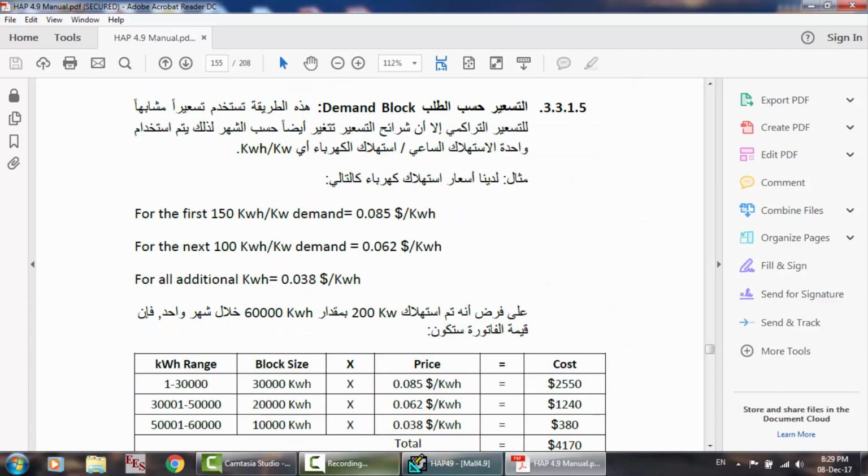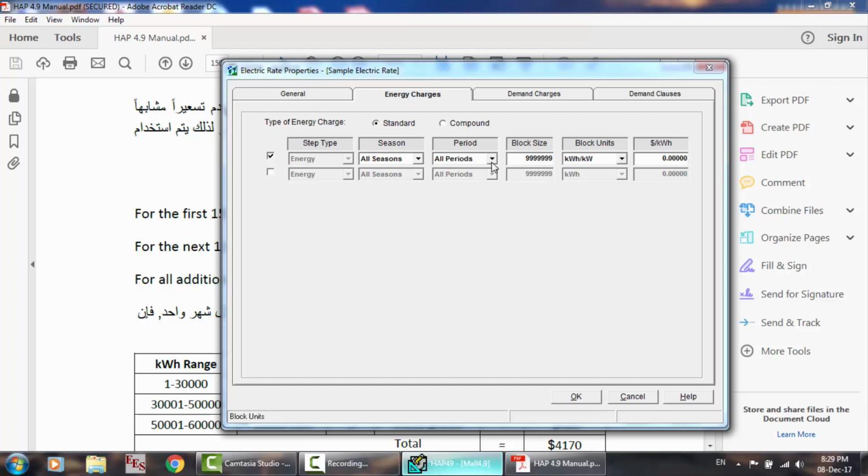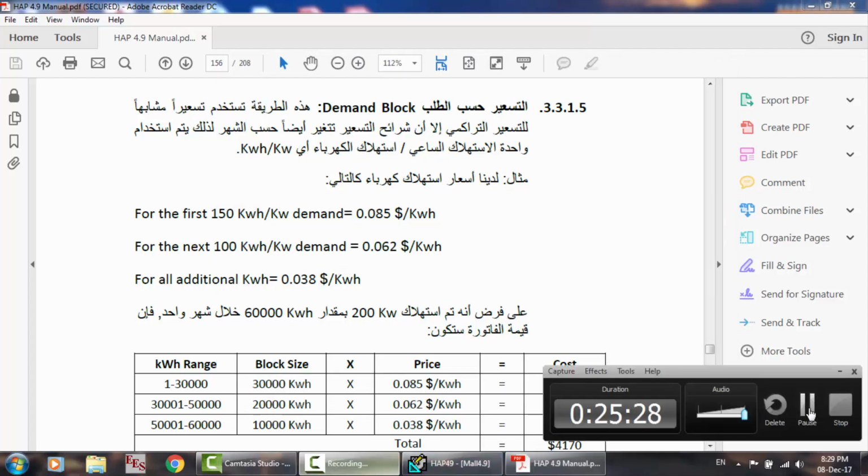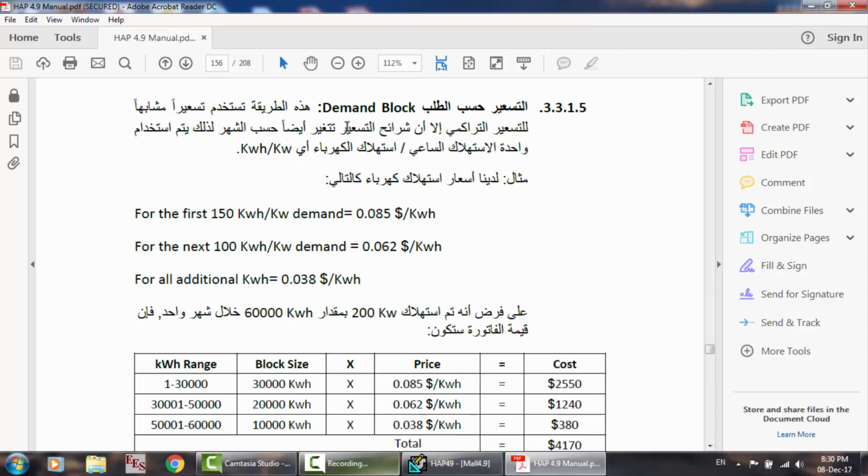So another thing here, if you have kilowatt hour per kilowatt, not kilowatt hour like the previous example. No, we have here kilowatt hour per kilowatt. What we have to do is, here, gentlemen, the consumption is kilowatt hour per kilowatt, but this is not for all periods. This is according to the month, okay?